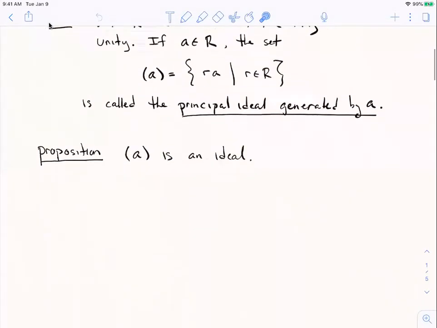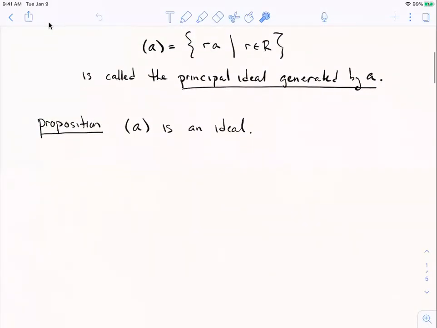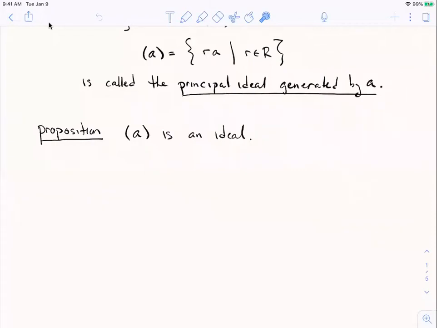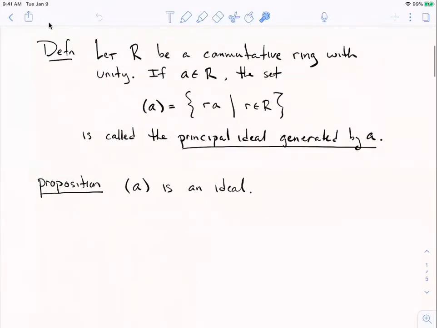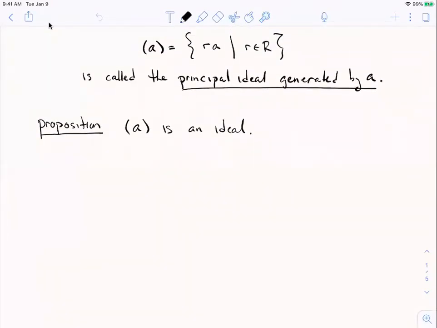So I've got a little space to prove a proposition here for you. I'm going to leave the definition where you can at least see the set. The proposition says the principal ideal generated by A is an ideal. I'm not going to recapitulate everything in the hypothesis, but in particular I have a commutative ring with unity, and A is an element of it. The principal ideal generated by A is an ideal. Otherwise we shouldn't be calling it the principal ideal. So let's prove this, or at least sketch a proof of it.